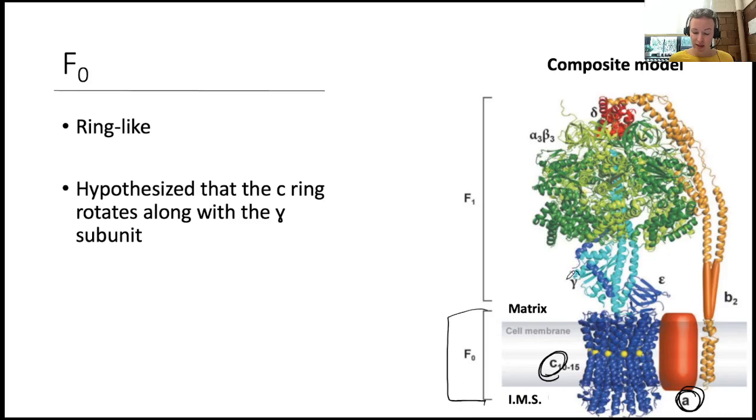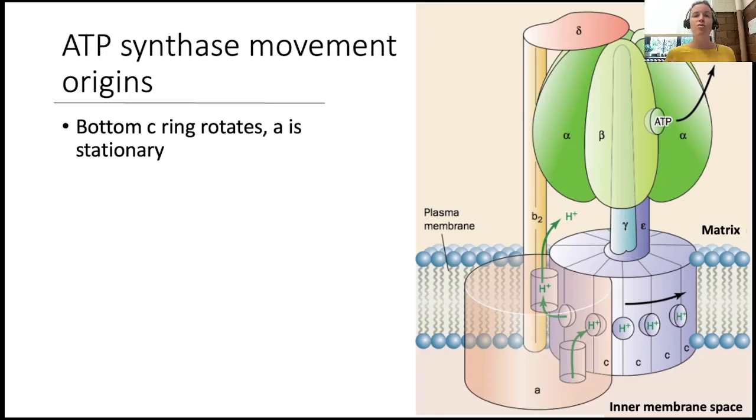The C ring is connected to the gamma subunit of F1, and at this point it's important for us to note that when the C ring rotates, the gamma also rotates. But why and how does the C ring rotate?